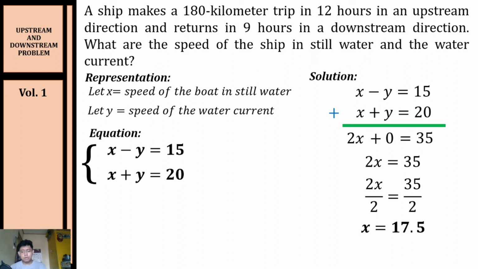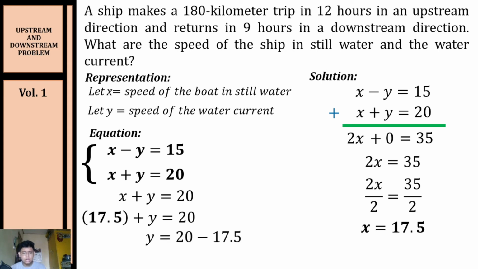Now that we have our value of x, we can solve for the value of y by substituting it to our first or second equation. So let's copy our second equation and replace x by 17.5. Let's solve for the value of y by transposing 17.5 to the other side of the equation, changing the sign. 20 minus 17.5 is equal to 2.5. And so y will be equal to 2.5.